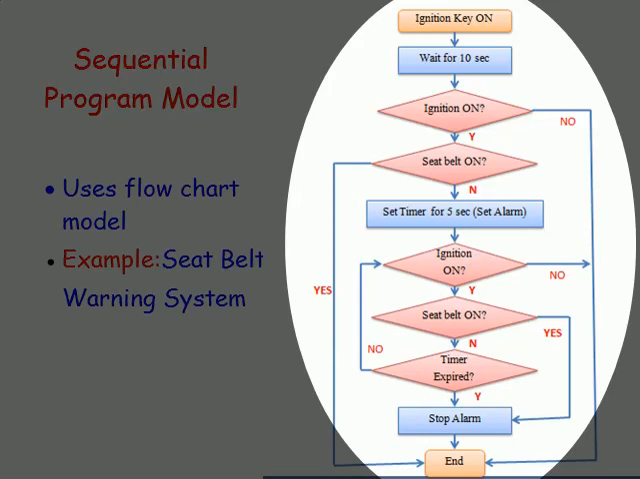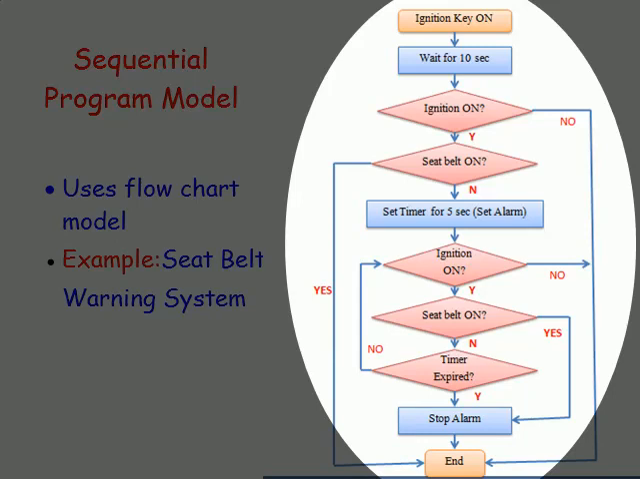After starting alarm, again it will check whether the ignition is on. If the ignition is not on, then it will end the program. If the ignition is on, then it will check for whether the seatbelt is on or no. If the ignition is on and seatbelt is not on, then it checks whether the timer has expired or no. That is what 5-second timer that you have set before. If the timer has expired, then it will stop the alarm and end the execution.